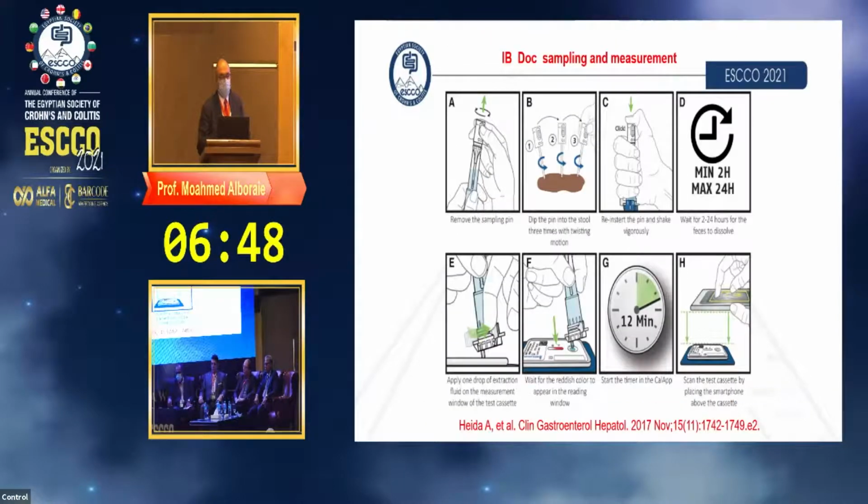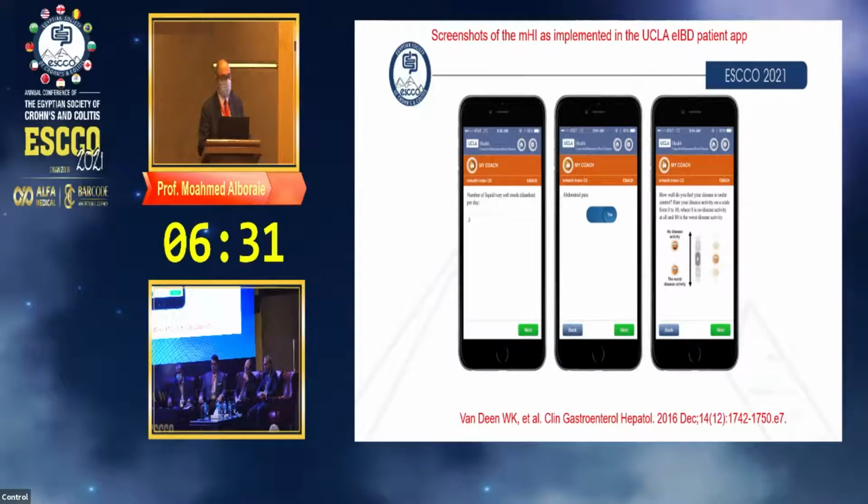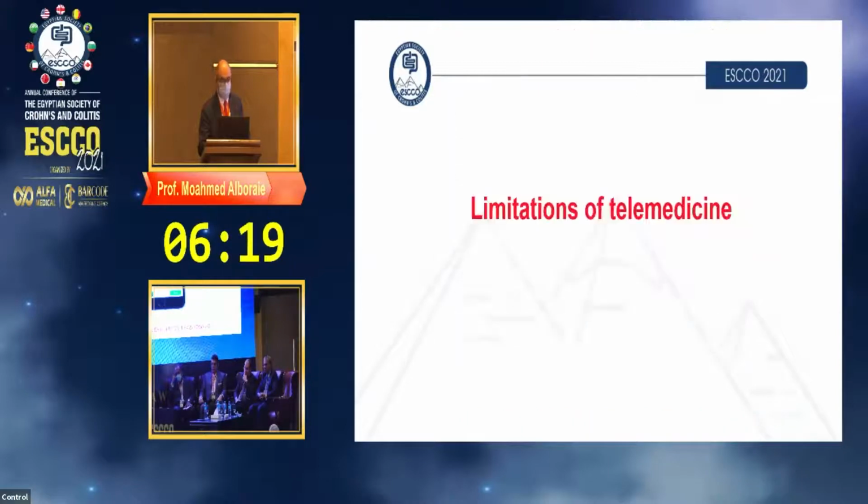Fecal calprotectin can also be incorporated in the applications. The patient can use this kit to measure his fecal calprotectin, use his mobile to capture this result, and send it also to the physician. So they can do the investigation at home and send it through the application. This is one of the mobile applications that has extensive information, and the patient can enter his information and communicate with his physician. This is for the UCLA healthcare system.